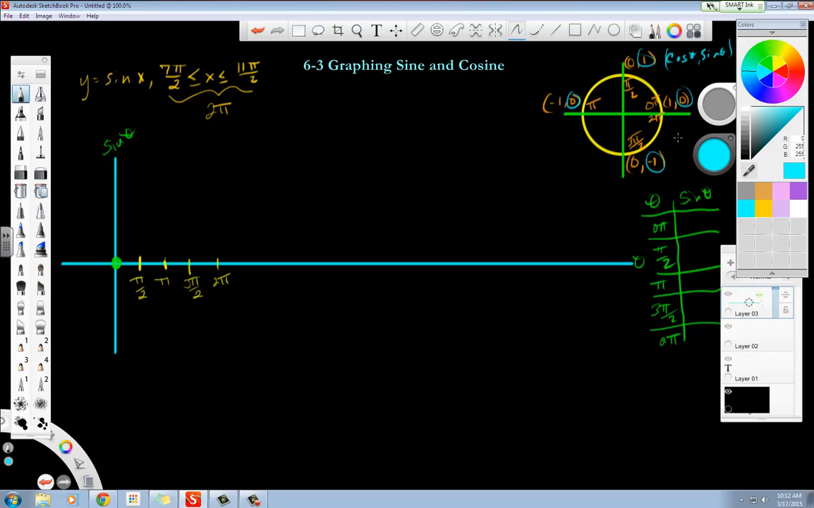0 would be 0. Pi over 2 would be 1. Pi would be 0. 3 pi over 2 would be negative 1. And then we're back to 0 again. So let's go ahead and plot those on here. This would be our 1 and negative 1. So our next dot would be up here. And then we go down here and down here and back up here.